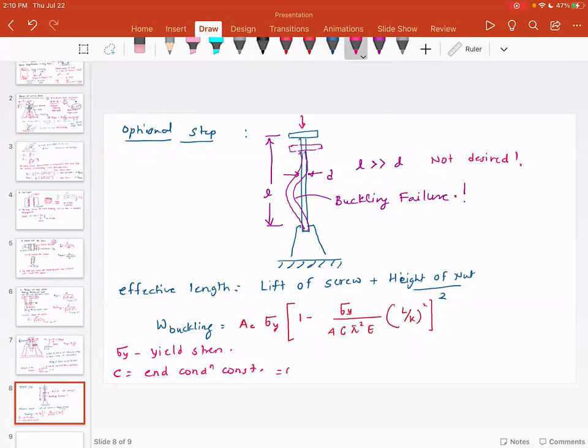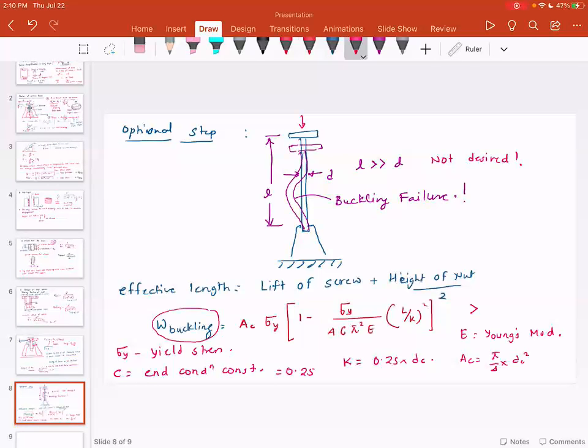so typically the value of C is 0.25 because we assume one end to be fixed, the other end to be free. K is the radius of gyration, which is 0.25 times d_C, and E is the Young's modulus, and A_C is the area, which is pi by 4 d_C square. So substitute these values and find the value of the buckling load.